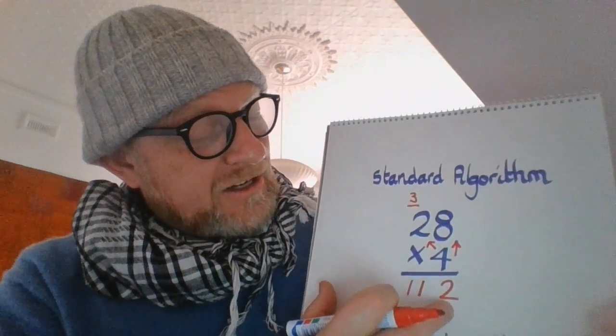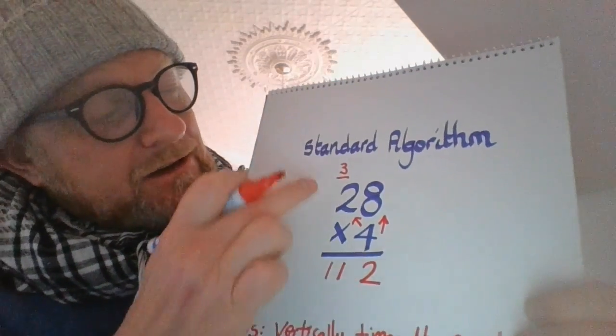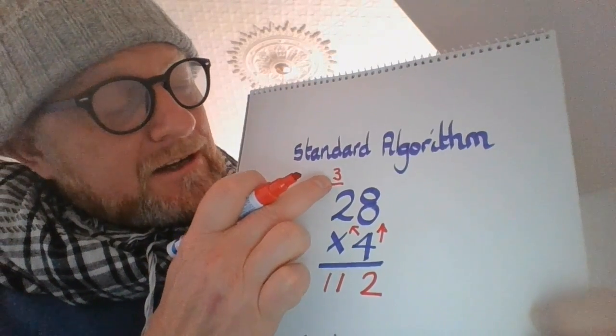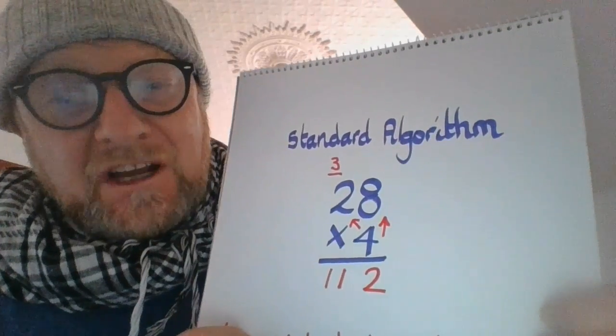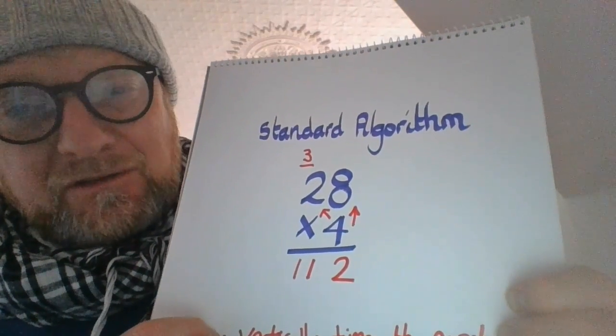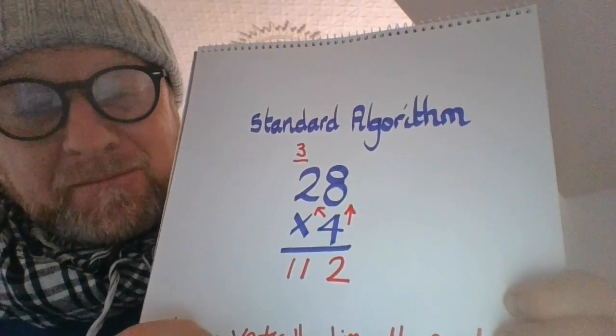So 4 times 8 is 32. The 2 goes down, and the 3, which are tens, not ones, goes above. 4 times 2 is 8, plus 3 is 11. 4 times 28 is 112. And that's our basic algorithm and the basic steps.